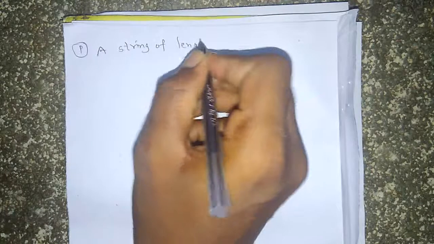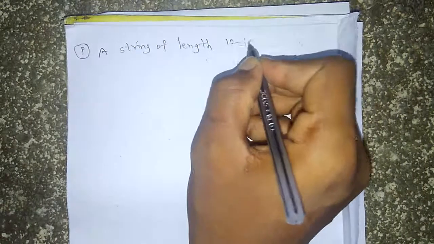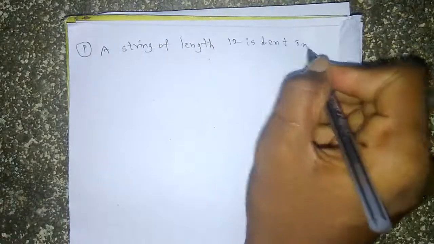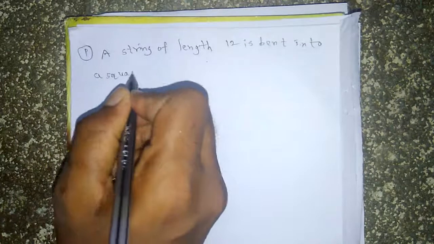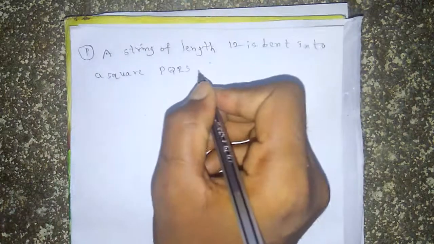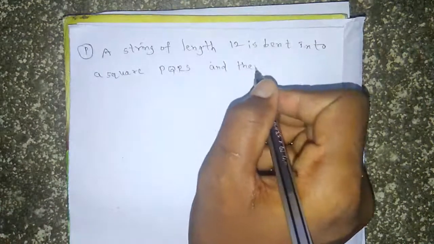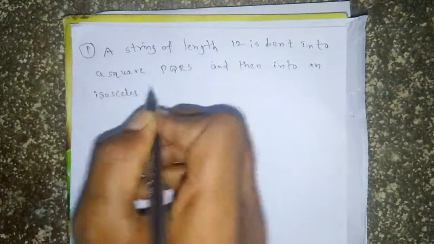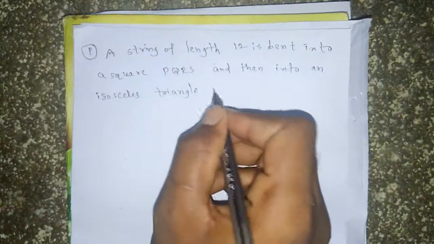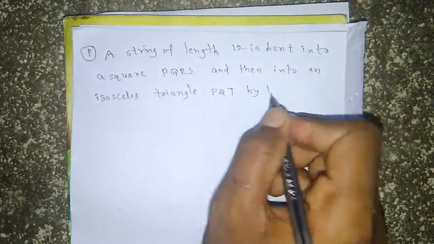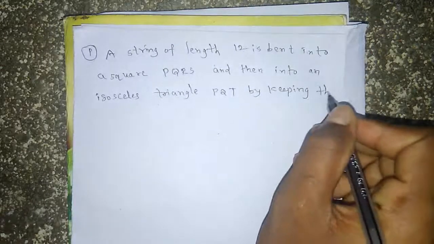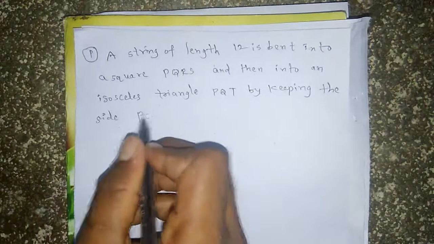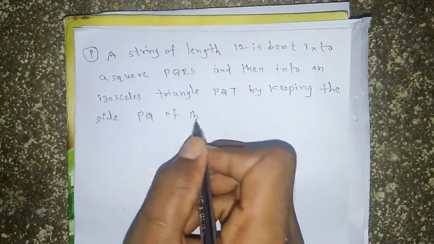Next problem: a string of length 12 is bent into a square PQRS and then into an isosceles triangle PQT, keeping the side PQ of the square as base.